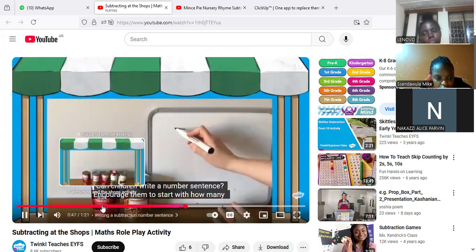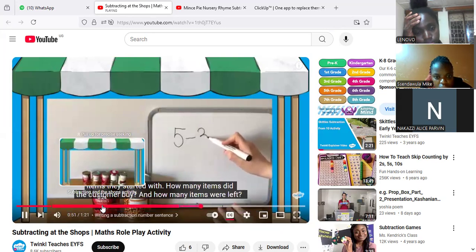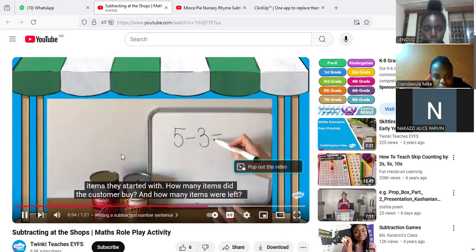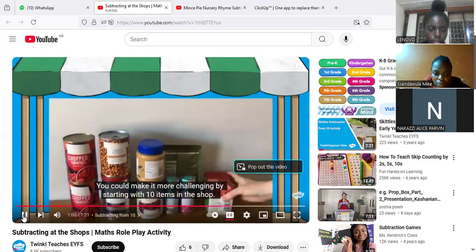Can children write a number sentence? Encourage them to start with how many items they started with. How many items did the customer buy? And how many items were left? You can make it more challenging by starting with 10.